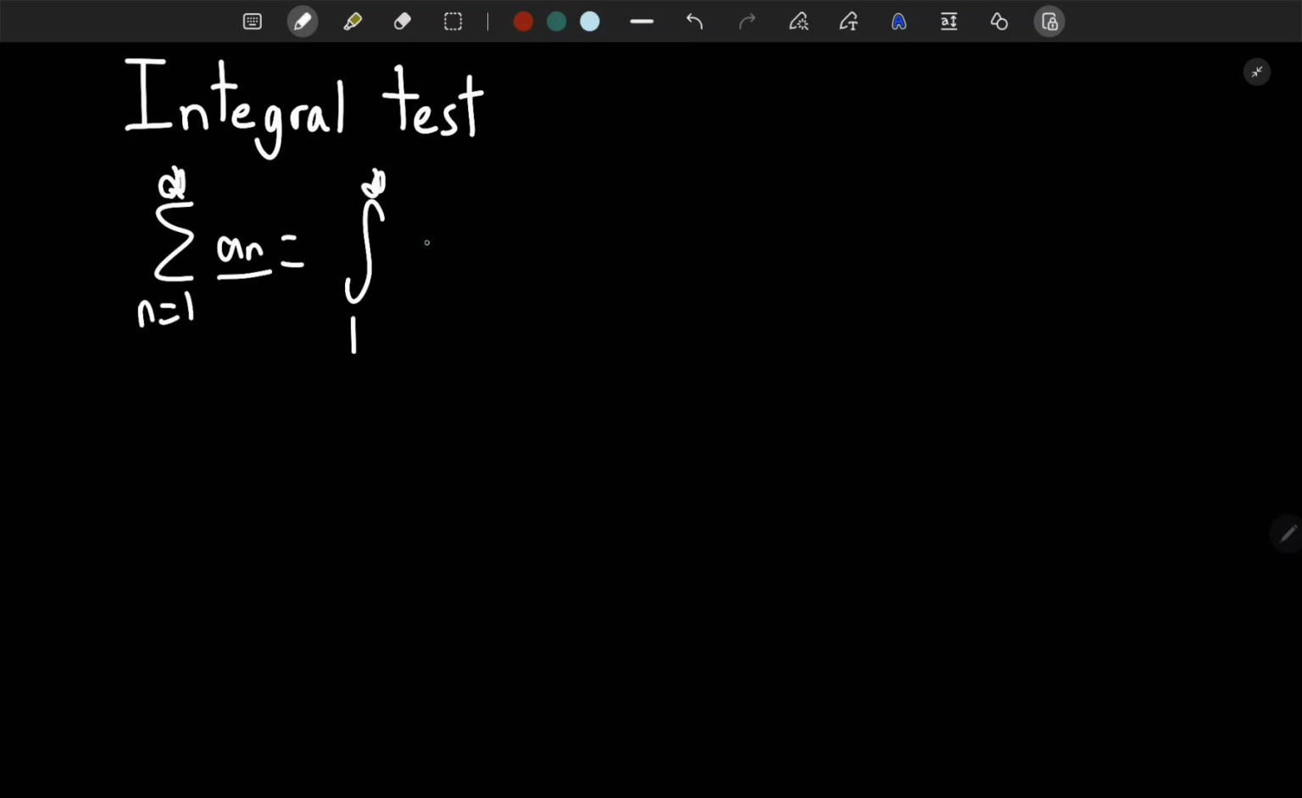Now we can rewrite this in terms of the integration from 1 to infinity of a of n, which we can write in terms of f of x. So here a of n is equal to f of x, and we are integrating with respect to dx. As we know, we cannot have an integral in the limits. So what we need to do is replace this infinity by a variable b, and we take the limit as b approaches infinity.